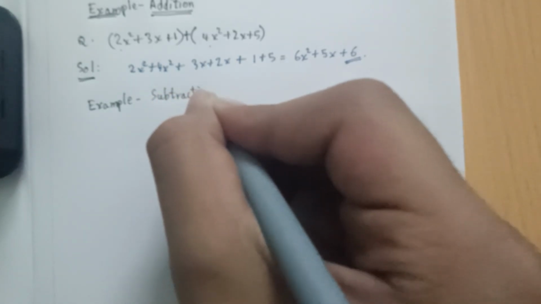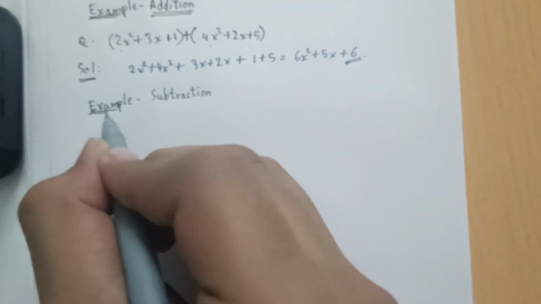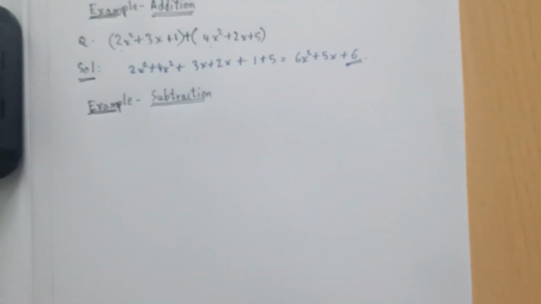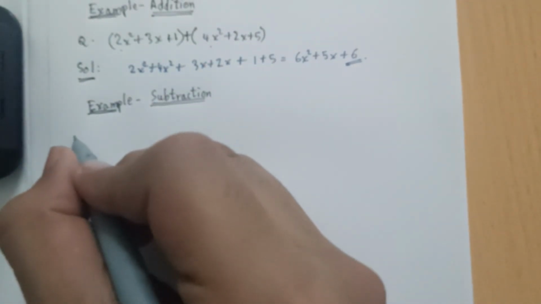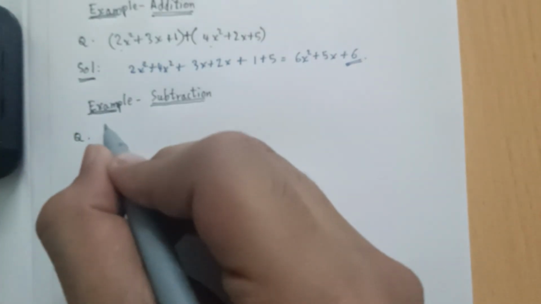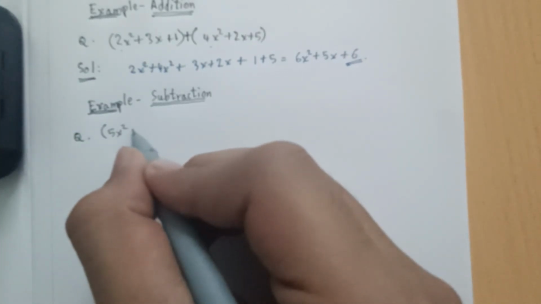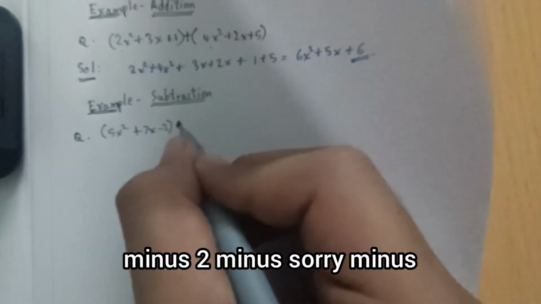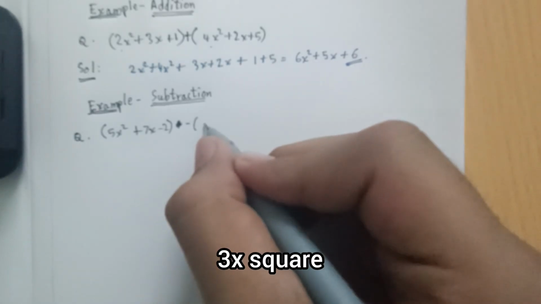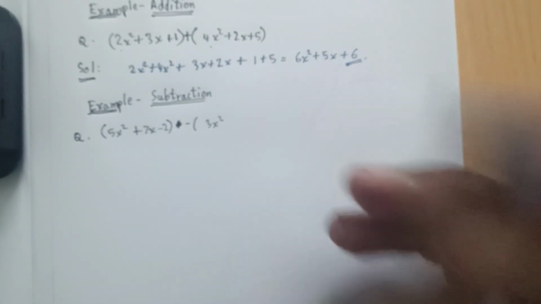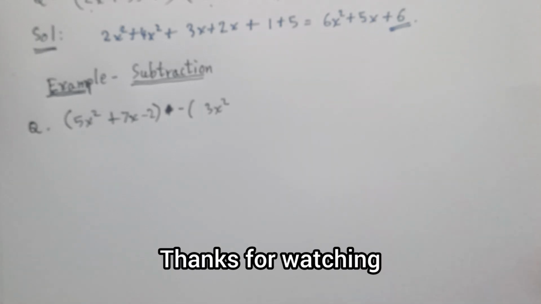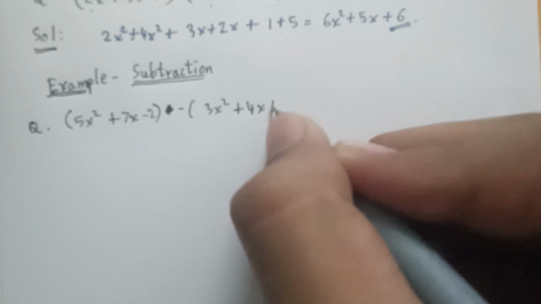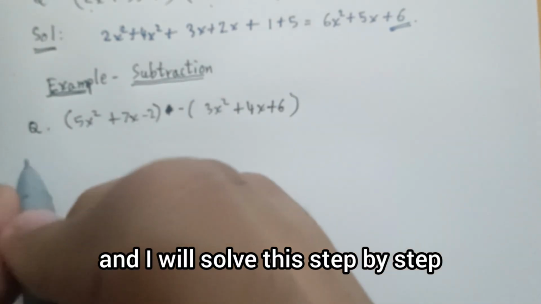with an example. We have this question: 5x squared plus 7x minus 2 minus 3x squared plus 4x plus 6. Now let's solve this step by step.